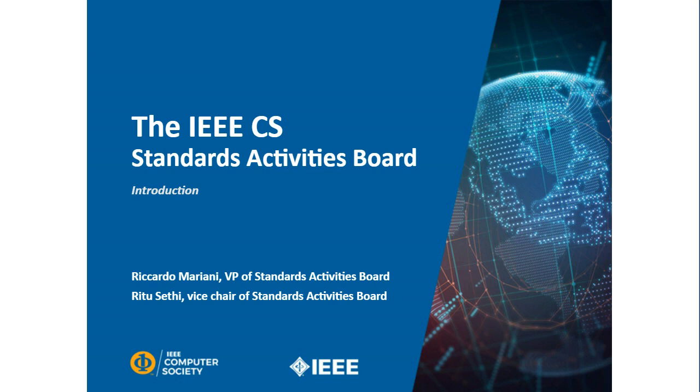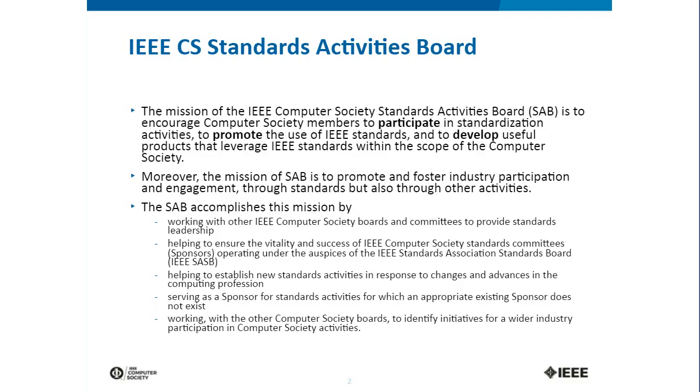Before we get started and I hand over to the topic owner, I just wanted to introduce you to the IEEE CS Standards Activities Board mission and the various active standards committees that it oversees. The mission of the IEEE Computer Society Standards Activity Board is to encourage Computer Society members to participate in standardization activities, as well as to promote the use of IEEE standards and to develop useful products that leverage IEEE standards within the scope of the Computer Society. Moreover, the mission of the SAB is to promote and foster industry participation and engagement through standards, but also through other activities.